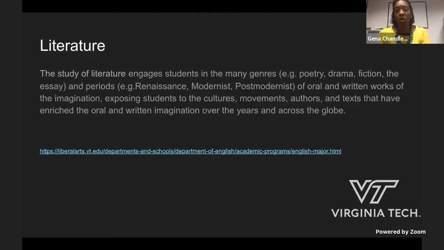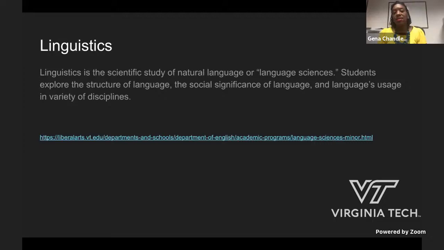We'll then move to a discussion about linguistics. Linguistics is the scientific study of what we call natural language or language sciences. Here, students explore the structure of language, the social significance of language, and language's usage in a variety of disciplines.